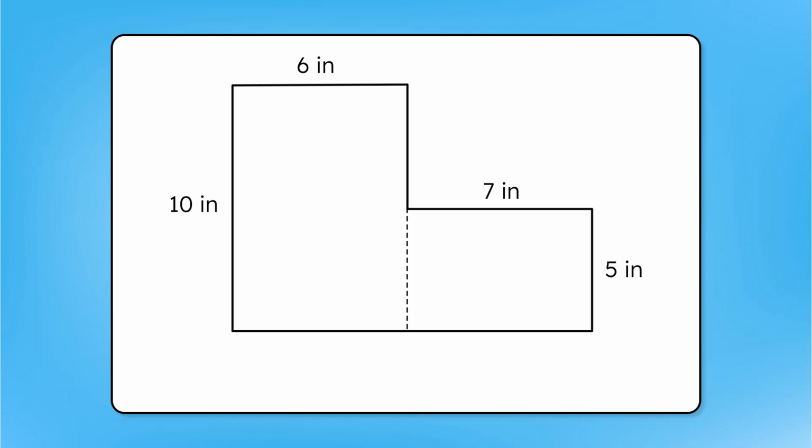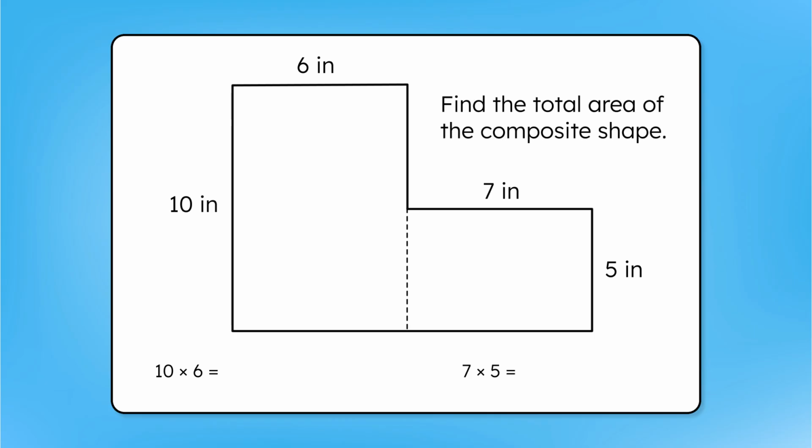Now we have two rectangles, one that measures 10 inches by 6 inches and another that measures 7 inches by 5 inches. Then we can find the area of each rectangle individually and combine them to find the total area of the shape. Pause here to solve and record the total area of the composite shape in your guided notes.